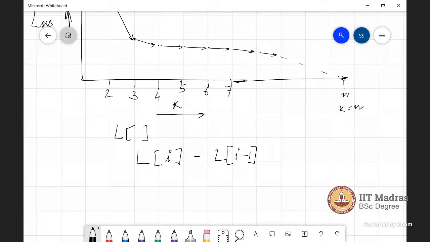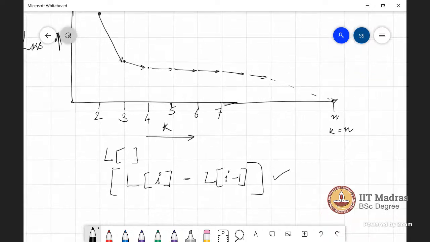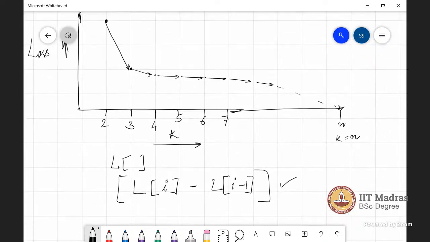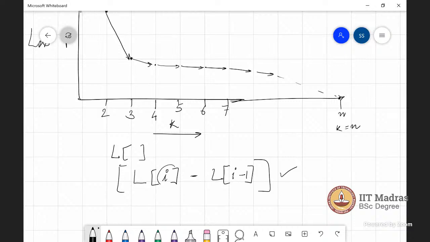And for this quantity, you keep recording or comparing with another quantity. So whenever you get this to be maximum, or not maximum, I would say, whenever there is a significant drop in this loss value, then you can call it: okay, i is the perfect value for k.